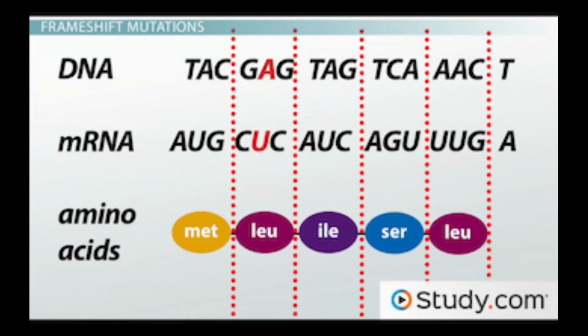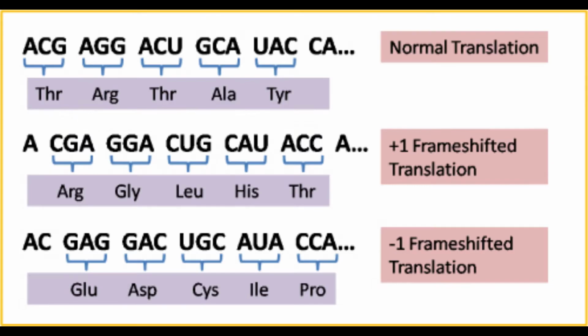Hi all! In this video I will be explaining the effect that a frameshift mutation will have on the protein sequence of a cell. First, here are some definitions for context. A frameshift mutation is the insertion or deletion of one or more base pairs in a gene, shifting the reading frame for all codons following the mutation site.